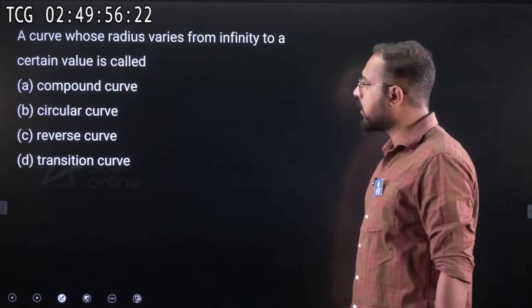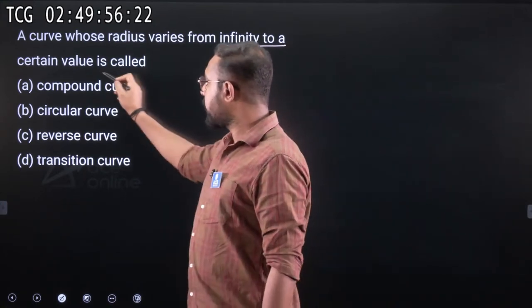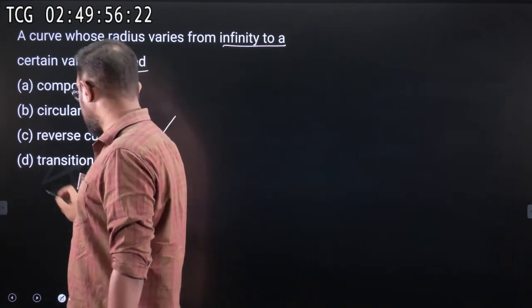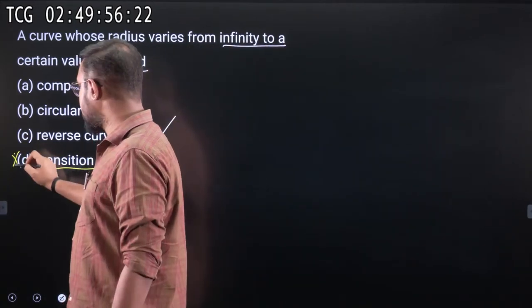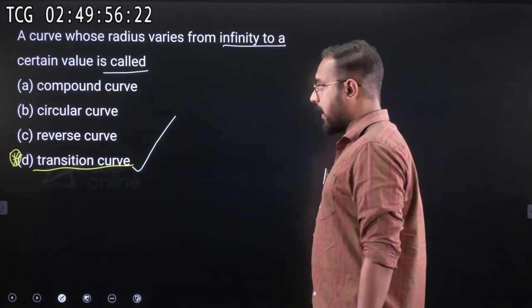Okay. Right. A curve whose radius varies from infinity to a certain value is known as, very, very important, transition curves. So transition curves are curves of varying radius and curvature introduced in between a curved line and a straight line path.